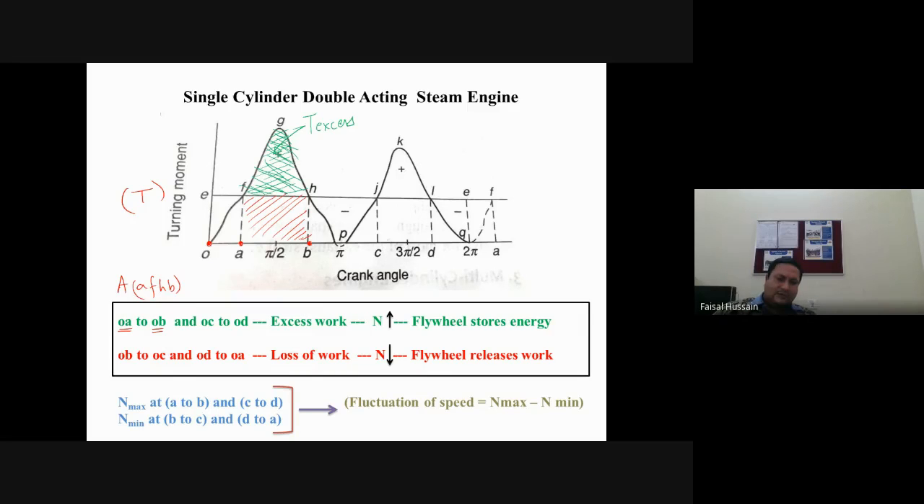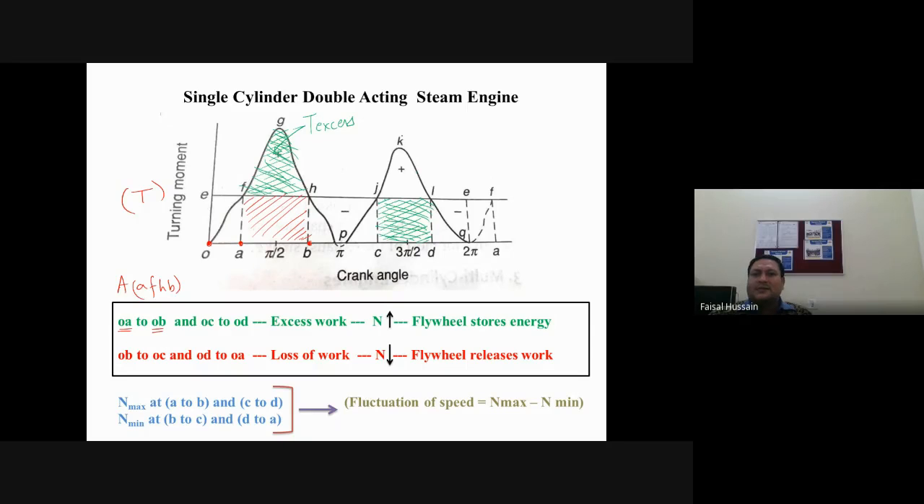So in this position, what will happen? The speed will be increased and the flywheel will store the energy. Similarly, during point OC to OD, there will be excess work. As there is excess work, speed will increase and the flywheel will store the energy. Now what is excess work? See, what does excess work mean? When it is from point OC to OD, we just need this area below the mean line. We only need this area, this much work done.